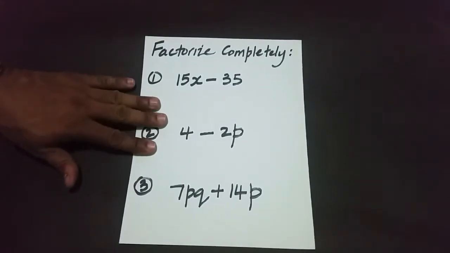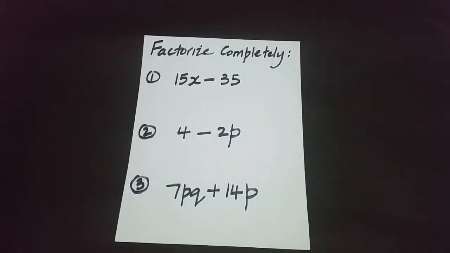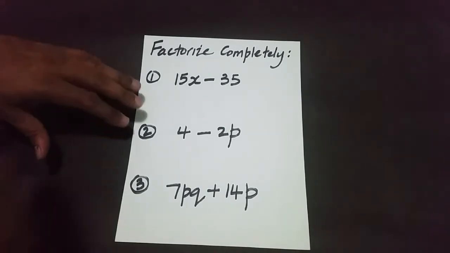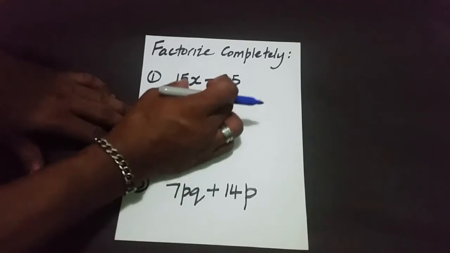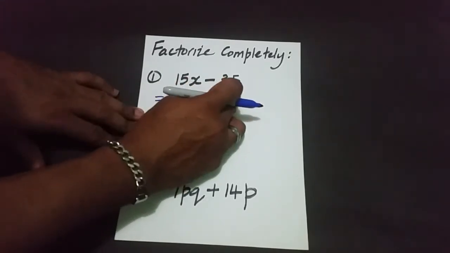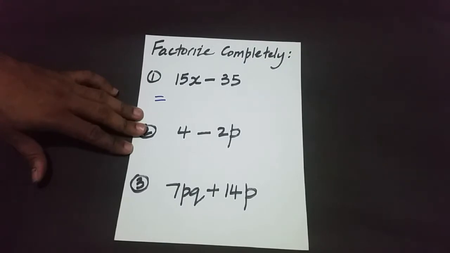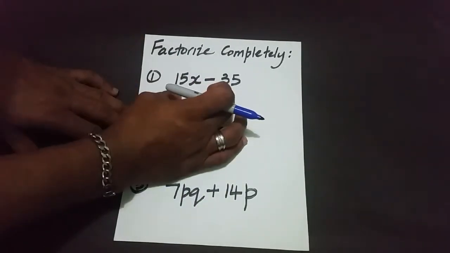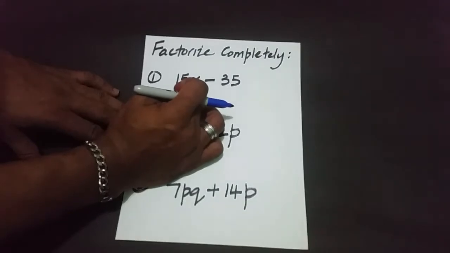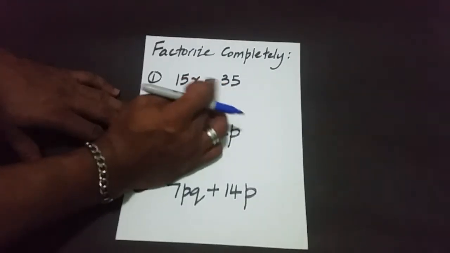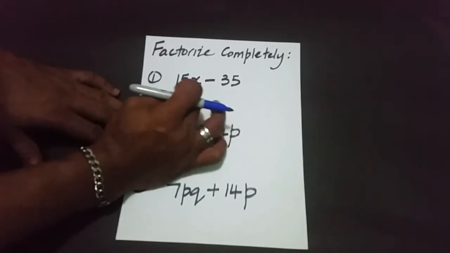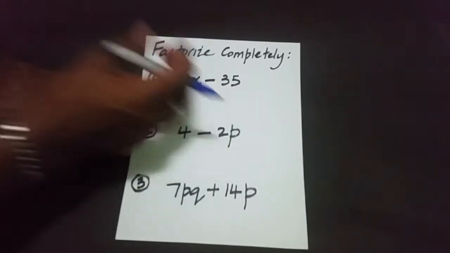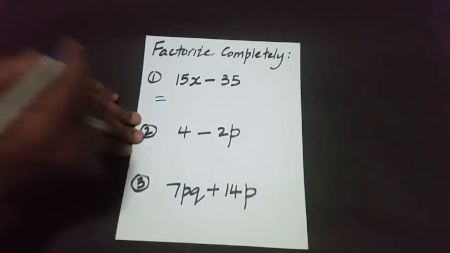Here are some questions that we want to do. And the first one says 15x minus 35. And again, you're factorizing, and what you want to do is look at the two terms, 15x and 35, and determine what is the highest common factor. Now, this doesn't have any letters in it, so you know that the highest common factor is just going to be a number here, because the x is only in this term, so x couldn't be a common factor of this. So it's just a number that's going to be outside the bracket. So the highest common factor here seems to be 5.